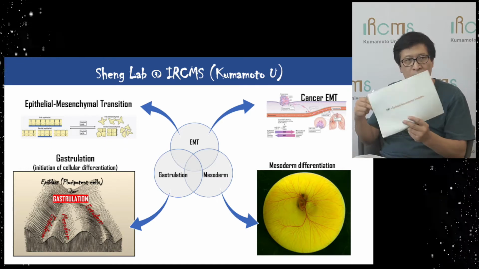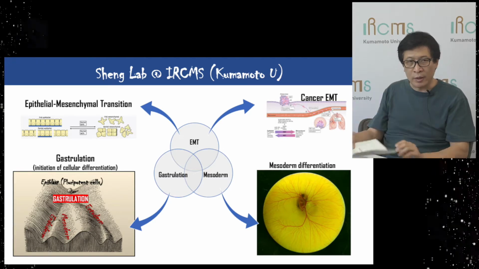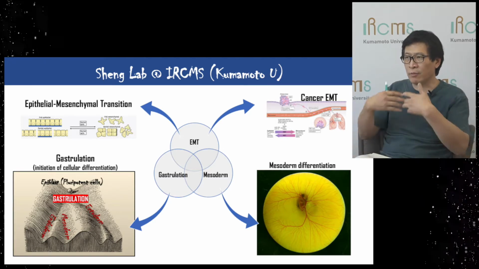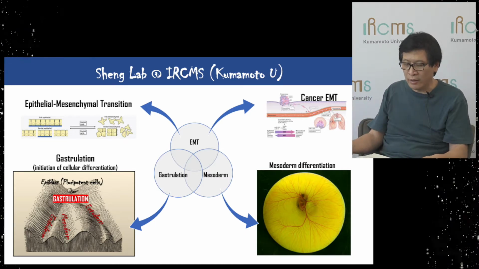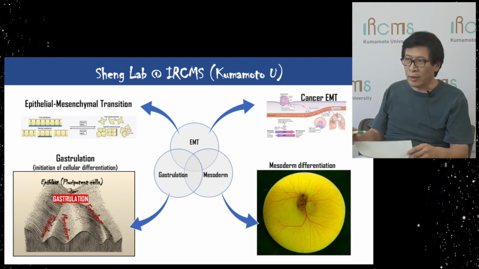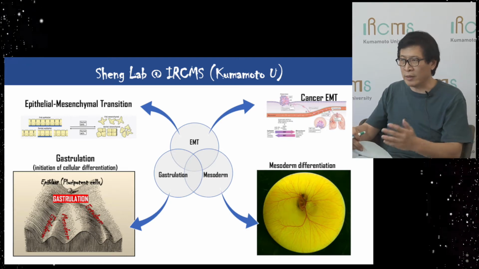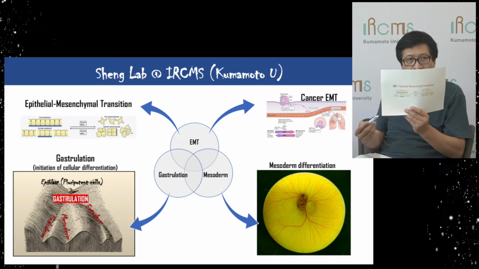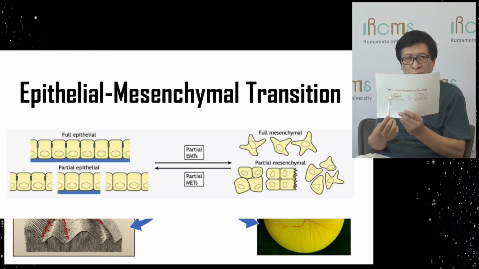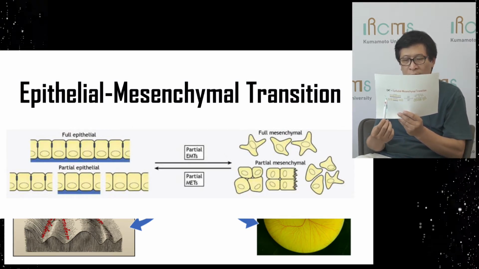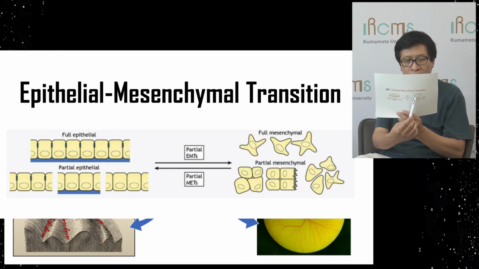EMT stands for epithelial to mesenchymal transition. We are a multicellular system, and our body is not made of one cell, but about 30 to 40 trillion cells. The cells in our body are organized as either an epithelial or mesenchymal structure. So in the epithelial to mesenchymal transition, the cells and their organization are very dynamic. Cells can be organized as epithelial, or they can be organized as mesenchymal structure.